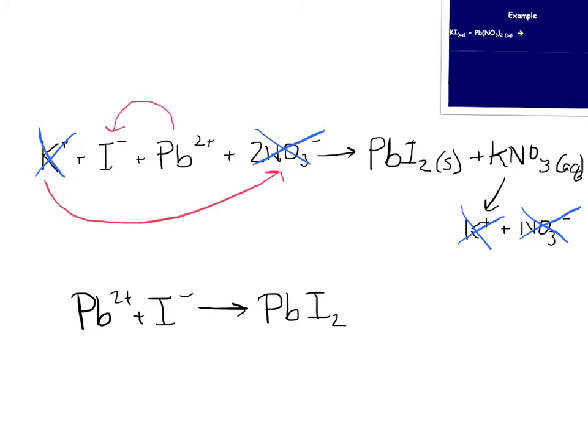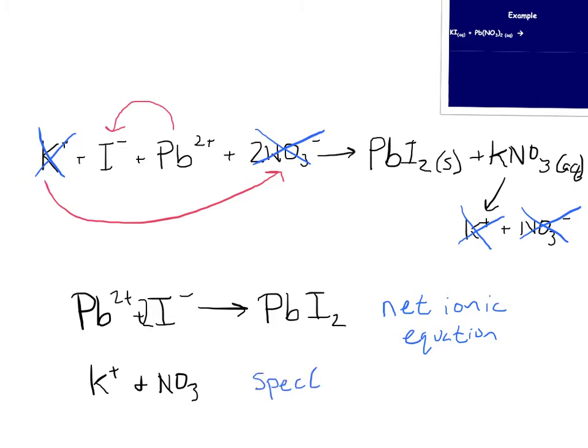This right here, the Pb2 plus and I minus, that is what's called the net ionic equation. Net means what actually occurred. So here, overall, this is the reaction that legitimately occurred. And we need to balance this, so let's put a 2 right there in front of the I to represent the two I's that need to react with the Pb2 plus. The K plus and NO3 minus, they didn't change, and so we call them the spectator ions.